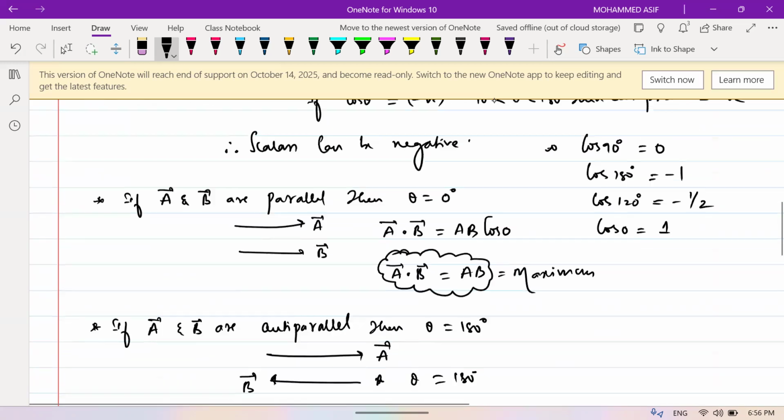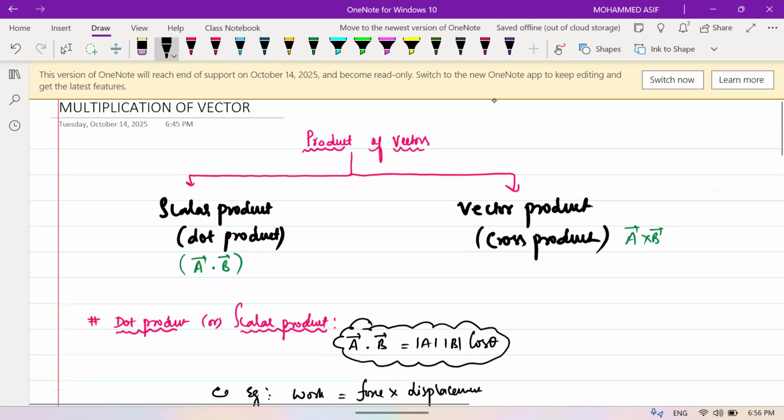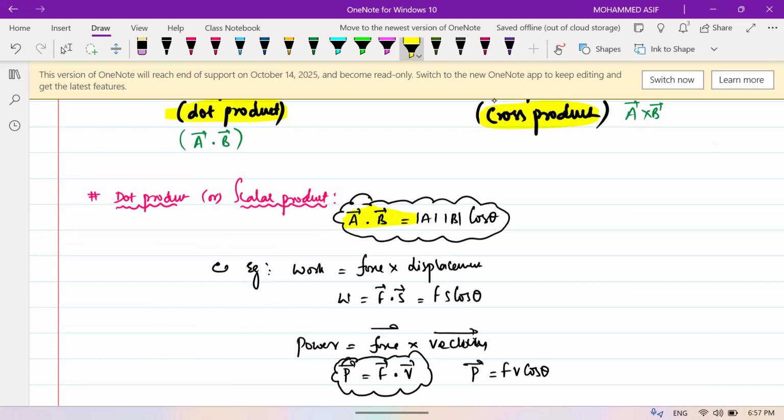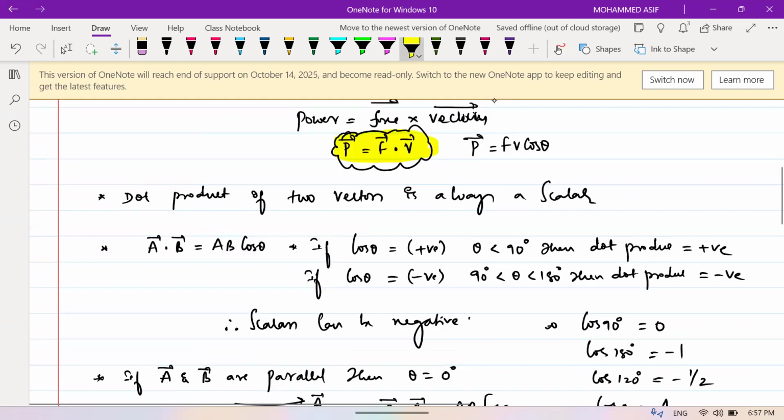So once again, you see what we have started. We just started with the product of vectors. I told you that we have two types of product of vectors, known as scalar product or dot product, represented by A bar dot B bar. Another one is the vector product, which is called cross product, and is represented by A bar cross B bar. What do you mean by dot product, beta? Dot product, A bar dot B bar, is equal to mod A mod B into cos theta. The best example is work. W is equal to F dot S. Power is equal to F dot V. These are the best examples of dot product.